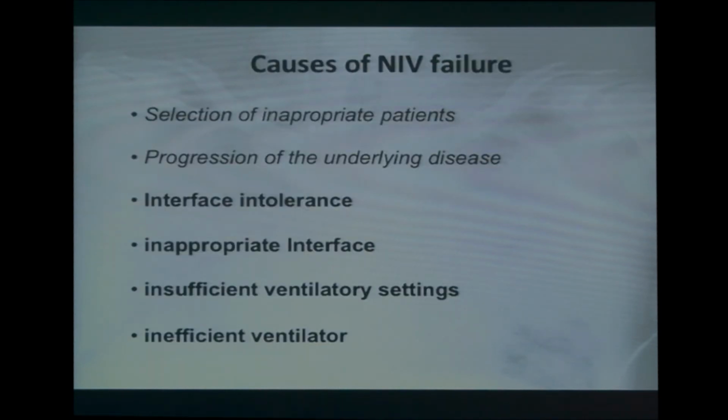And thus I now come to the conclusion of the introduction. The causes of non-invasive ventilation failure are the selection of inappropriate patients, progression of the underlying disease, and then you have the problems that are related to the interface, to insufficient ventilatory settings, or to an inefficient ventilator. And what we will hear now in the next talks probably is that neural triggering will help us to at least solve some of the problems related to non-invasive ventilation failure.